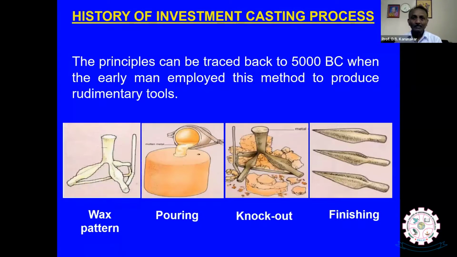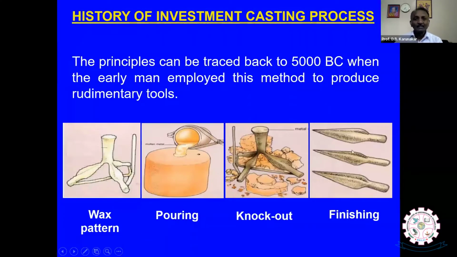What are those rudimentary tools? The spearheads. Nowadays, if a war erupts between two countries, what is the weapon? Missiles. They sit in the military headquarters and target the missile, and the missile goes and causes destruction in the enemy's country. But in olden days, what was the weapon? The spear. This is the spearhead, to which a wooden handle was fixed, and they used to run for some time and throw it at the other group, and someone would die.